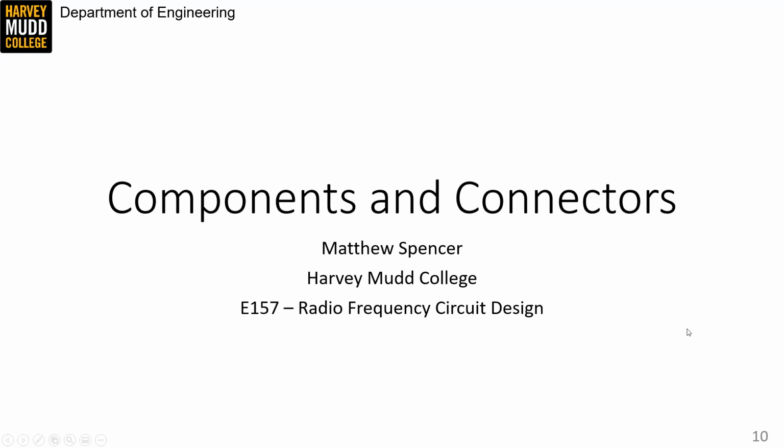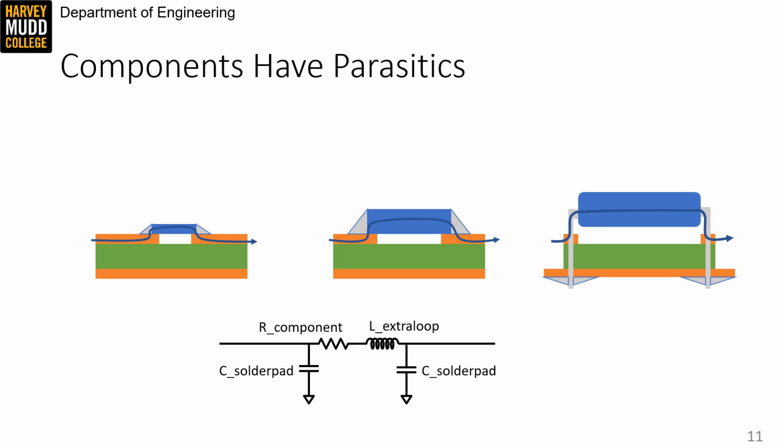In this video we're going to talk about practices for picking components and designing traces that interface with them. Components all have parasitics, but they're especially pronounced at high frequency. Here I've drawn 3 resistors, 2 in surface mount packages and 1 in a through-hole package. I've also included a model for a high-frequency resistor. The silver triangles outlined in blue indicate solder connections.